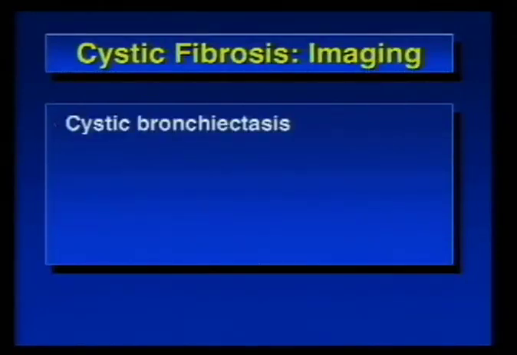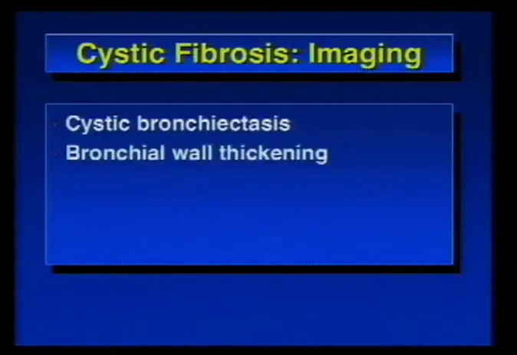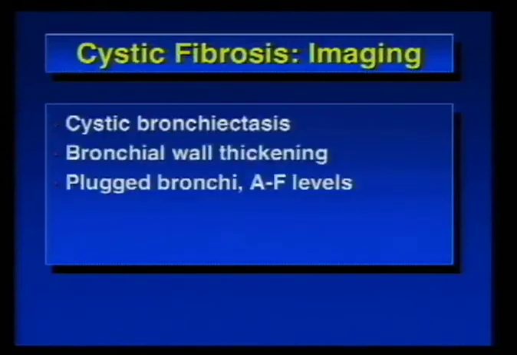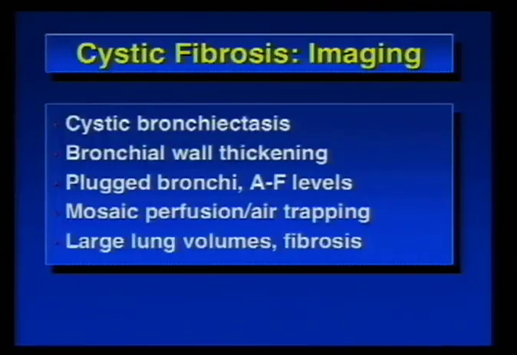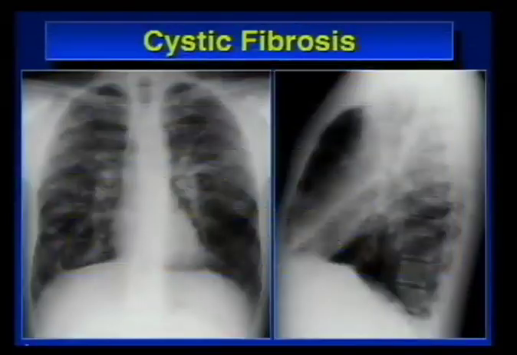On imaging, what are we looking for? Cystic bronchiectasis, bronchial wall thickening. You can see plugged bronchi and air fluid levels, mosaic perfusion, and air trapping. So mosaic perfusion is patchy dark areas on the inspiratory view. Air trapping is what we call it on the expiratory view. And you can also see large lung volumes and fibrosis. That's pretty common or typical.